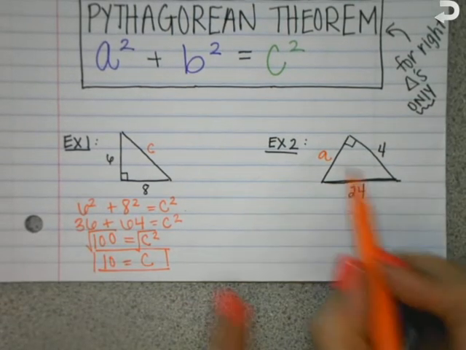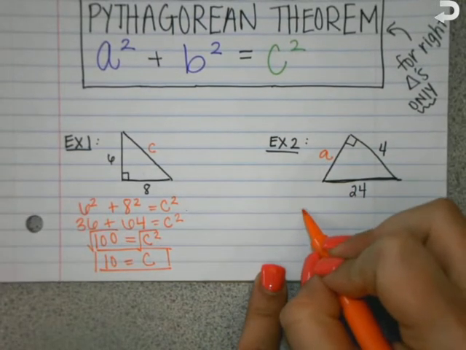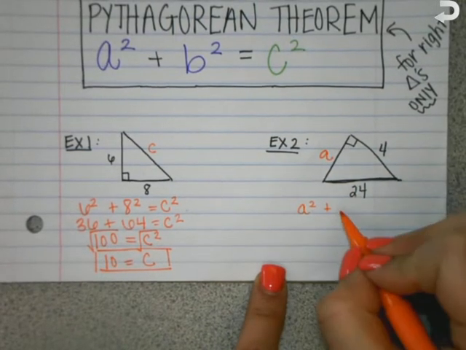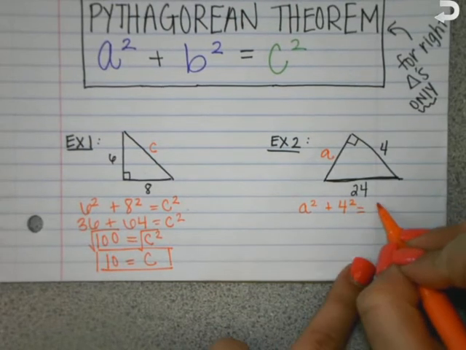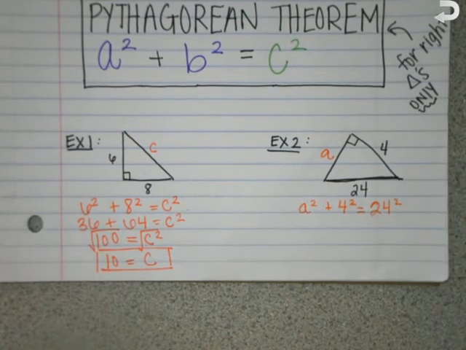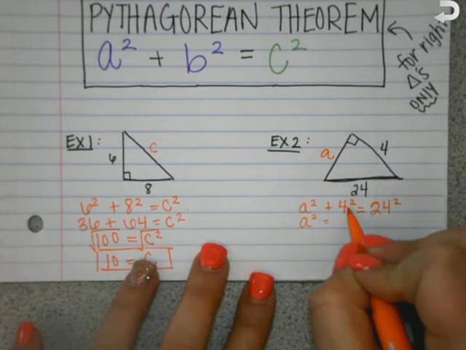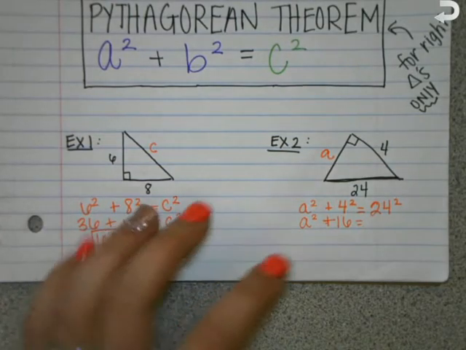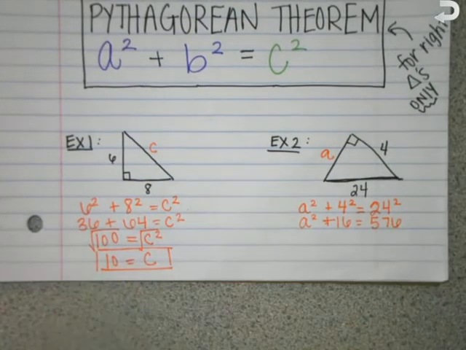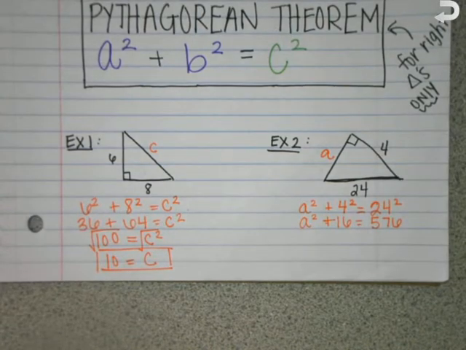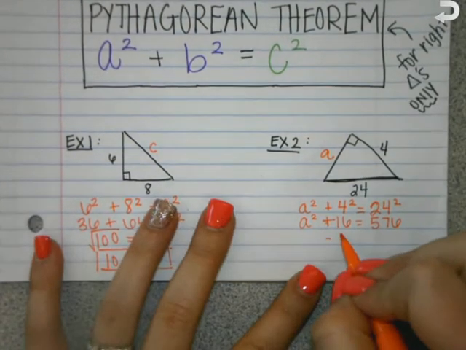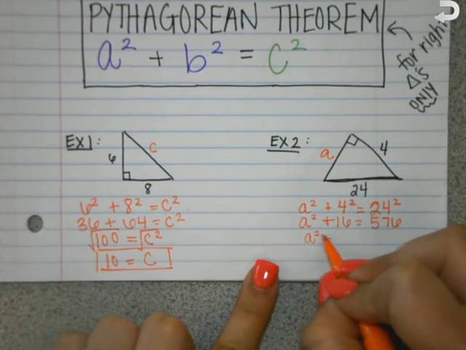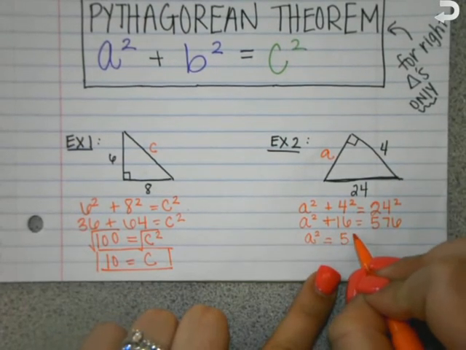I don't know what A is, so I'm going to leave it as A squared. Plus B squared, which is 4 squared, equals C squared, which is 24 squared. Okay. I can't do that in my head. So A squared plus 16 equals 576. So then we subtract 16, so we get A squared equals 560. And then what do we do?